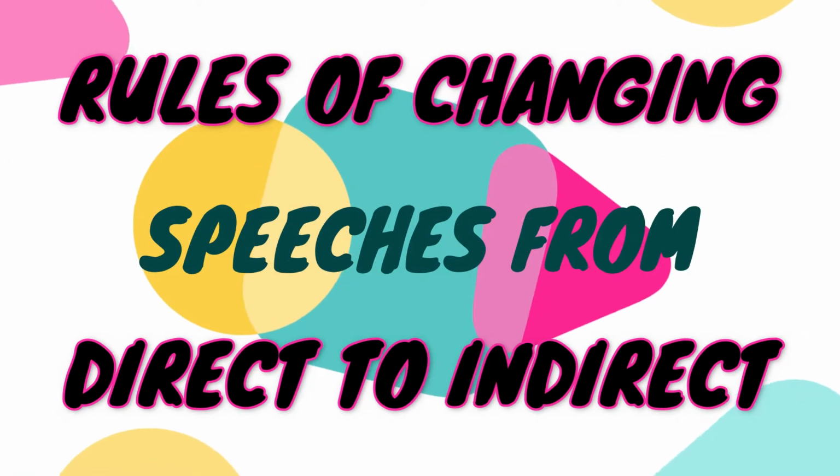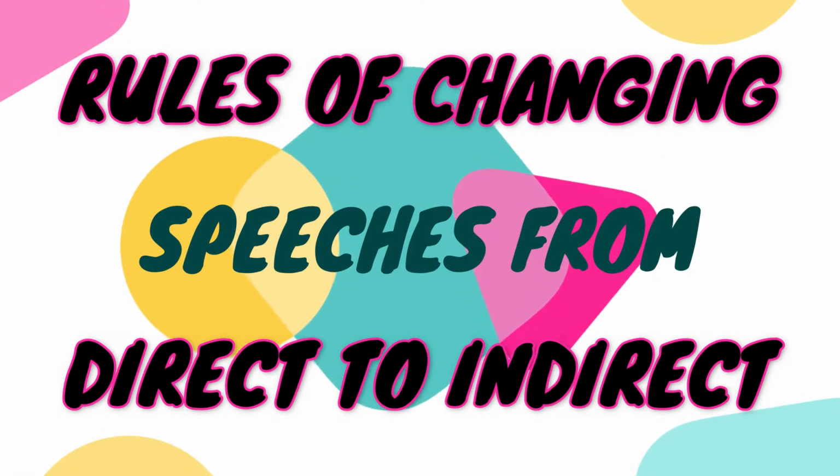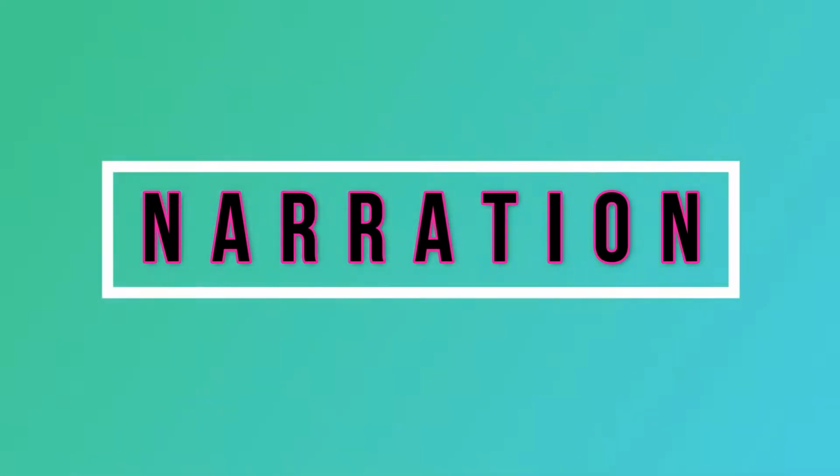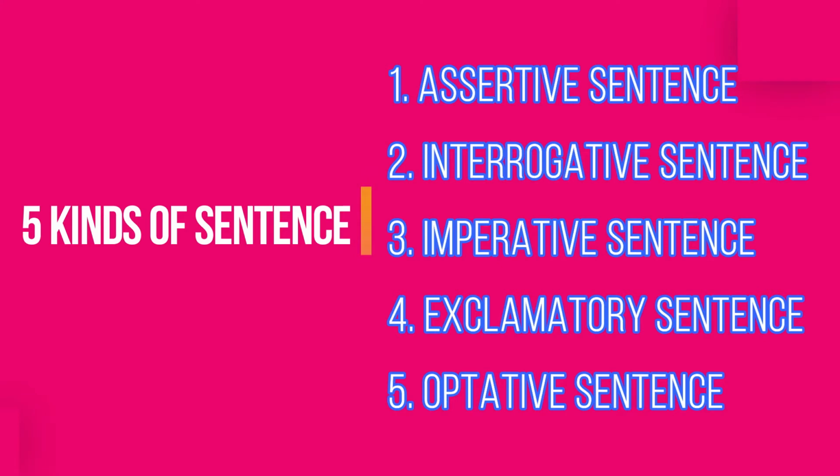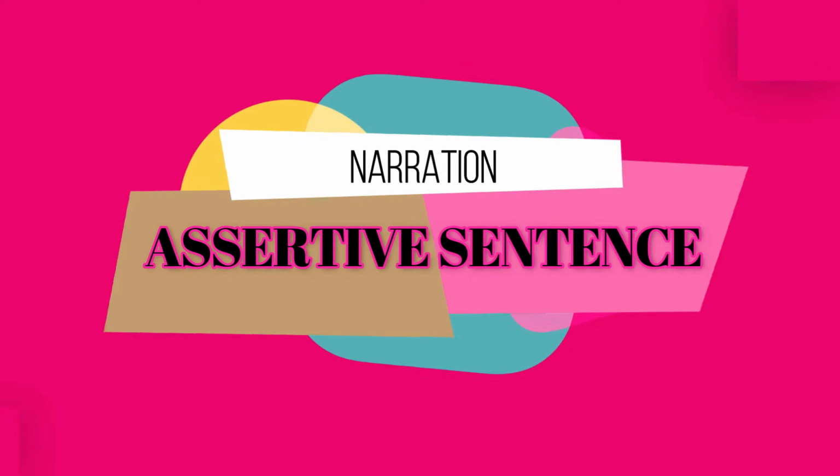Welcome back, students. Let us talk about the rules of changing speeches from direct to indirect. Direct and indirect speech is also called narration. Narration can be found working with 5 different kinds of sentence, which are assertive sentence, interrogative sentence, imperative sentence, exclamatory sentence, and optative sentence. Let us first of all discuss assertive sentence.